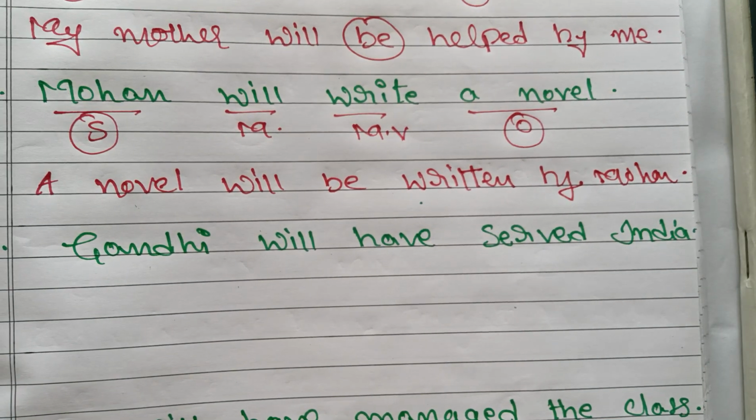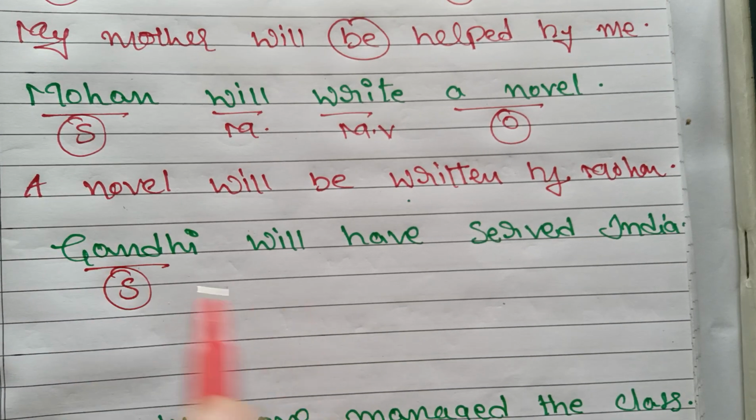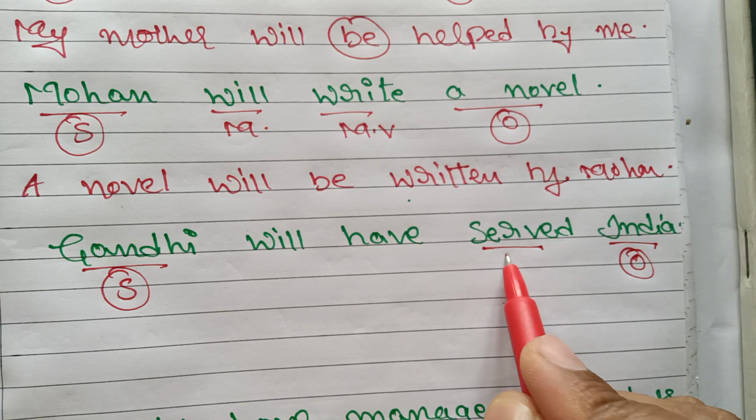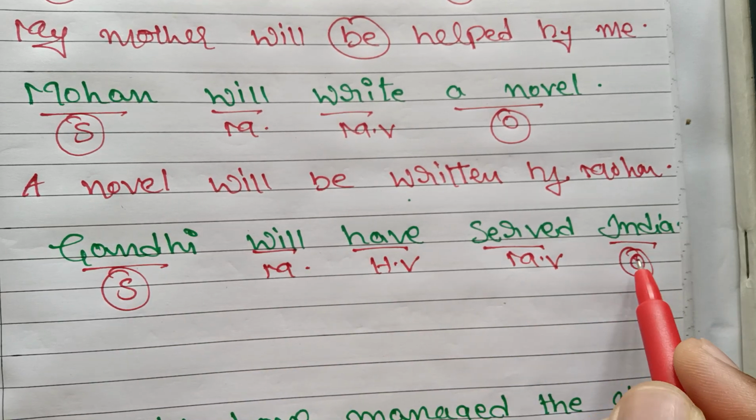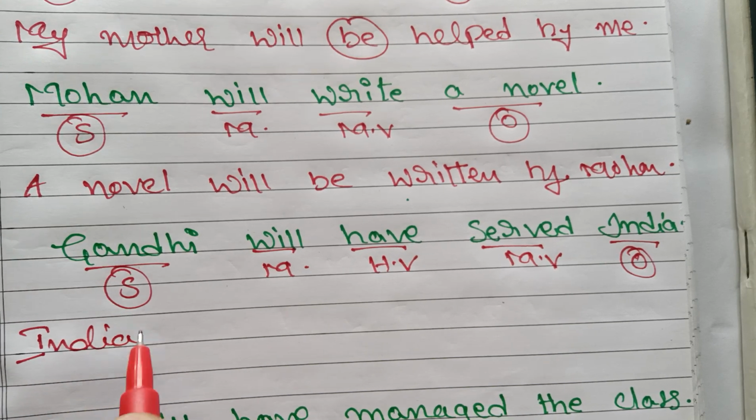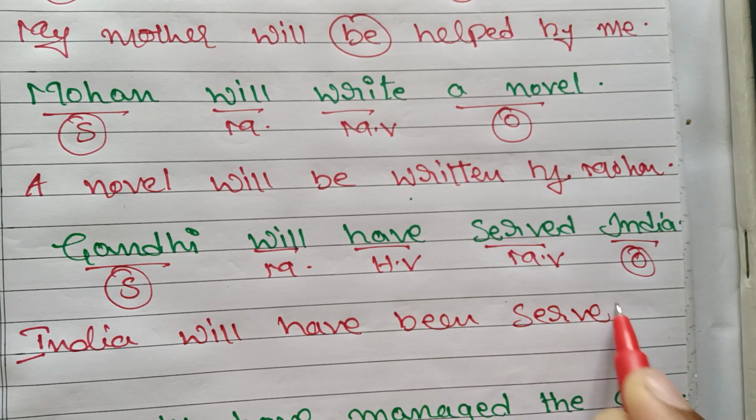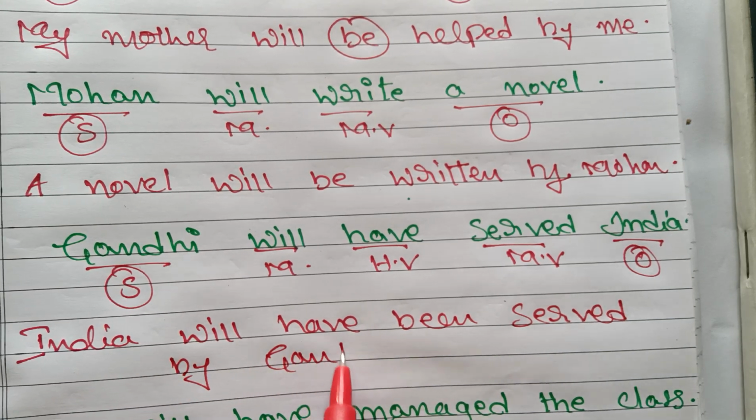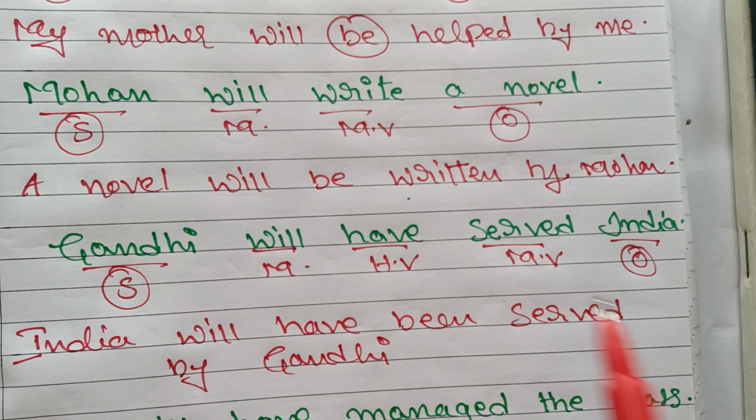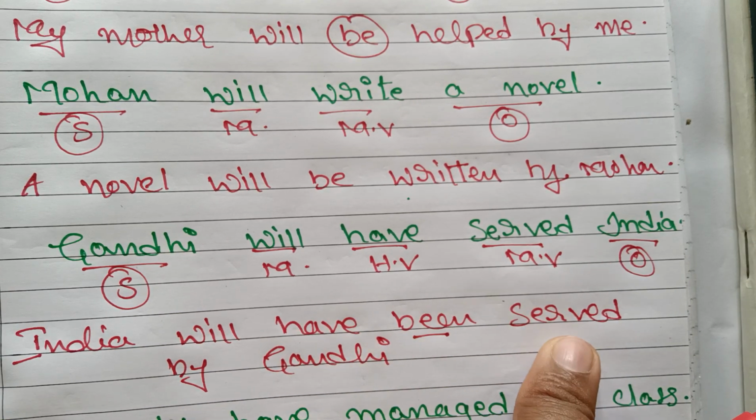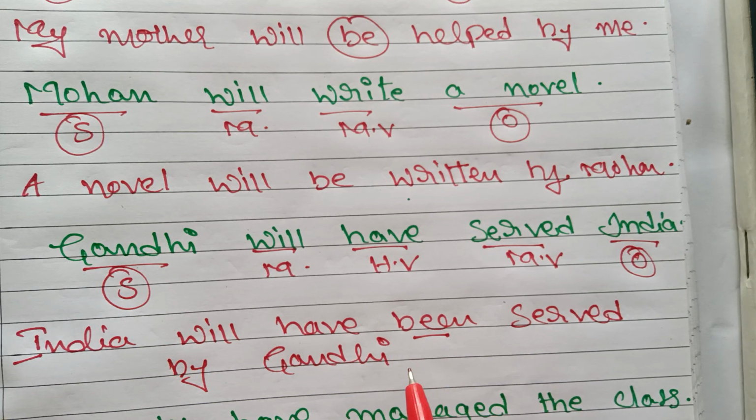And see, we are getting closer. Gandhi will have served India. Which tense? Future perfect tense. Subject Gandhi, India object, served main verb, have helping verb, will model. So make this object into subject, India will have been served by Gandhi. Very simple. Make India the subject, modal will plus have, and use been between have and the main verb. Served, third form, served by before the subject, that is Gandhi, full stop.